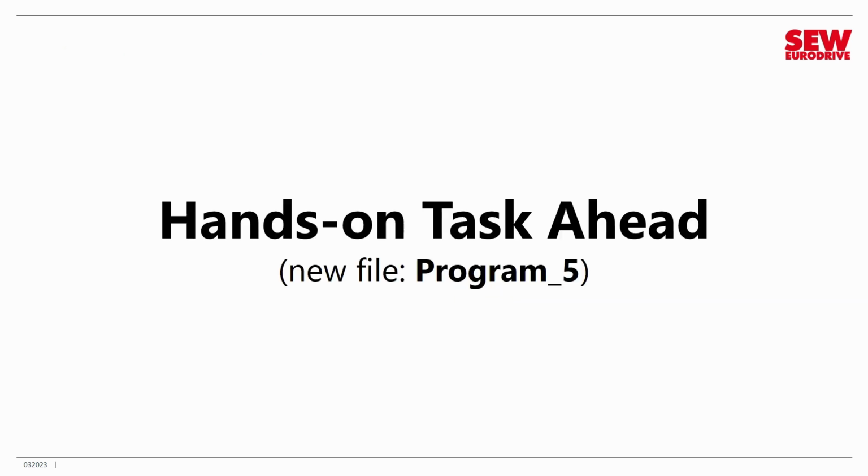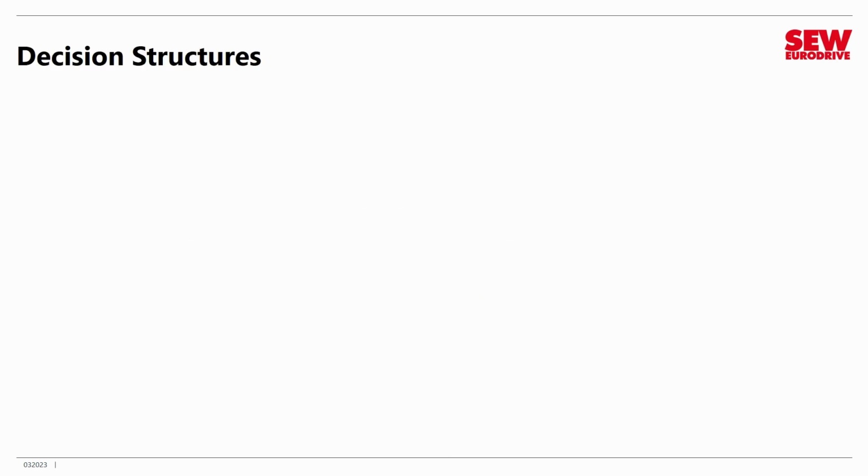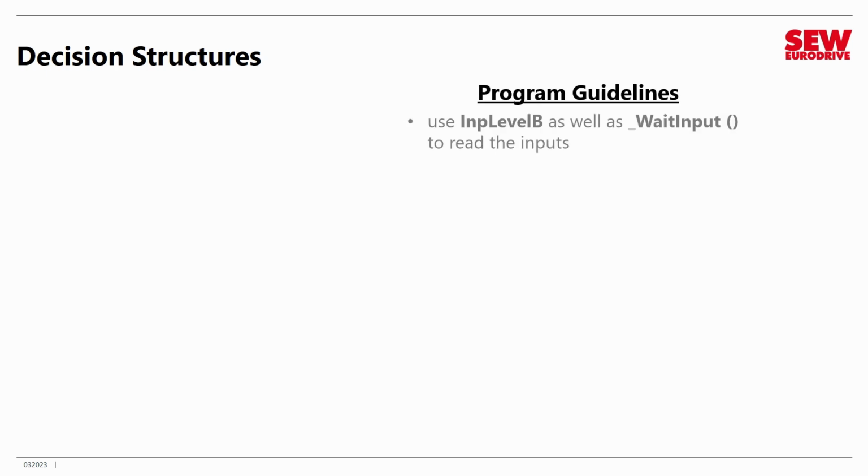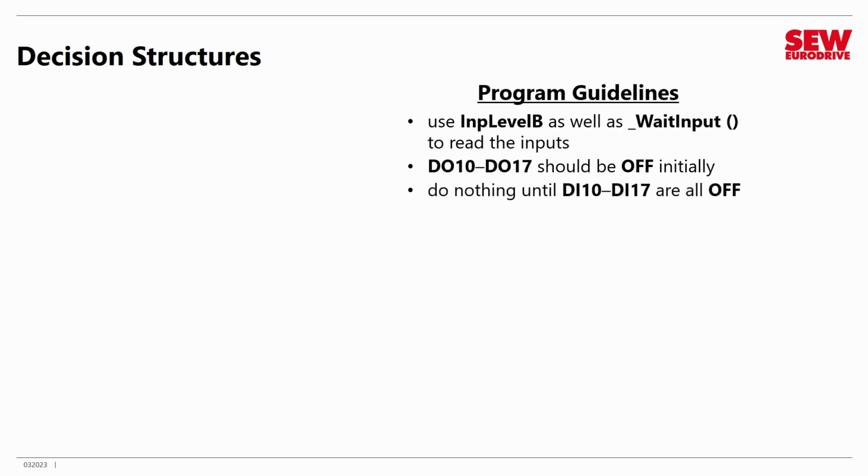So, time for a hands-on task. We're going to start a new program, program 5, so create a new source file, and here's what you're going to do. You're going to use input level B as well as the wait input function to read the inputs, and I'll leave it up to you to figure out where each one's appropriate. I want you to turn off all the digital outputs 10 through 17, so all the lights are off. Do nothing until DI 10 through DI 17 are all off. So make sure all of these are off, and then wait for a change in DI10 through DI17.